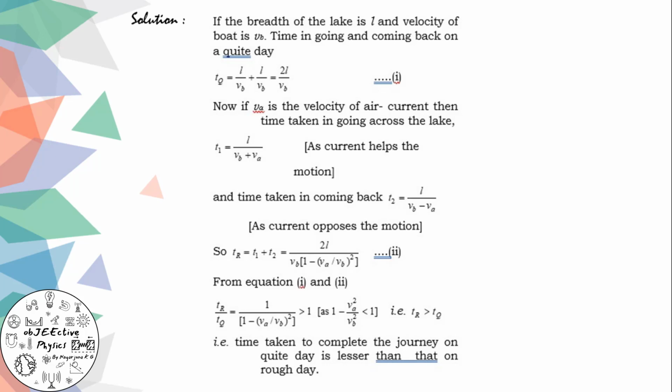If Va is the velocity of the air current, then the time taken in going across the lake, T1, is equal to L by Vb plus Va. And in coming back, T2 is equal to L by Vb minus Va. So, TR, the rough day total time, T1 plus T2 is equal to 2L by Vb into 1 minus Va by Vb whole square, equation 2. From equations 1 and 2, we get that the time taken on a rough day is greater than the time taken on a quiet day. So, option A is the correct option.